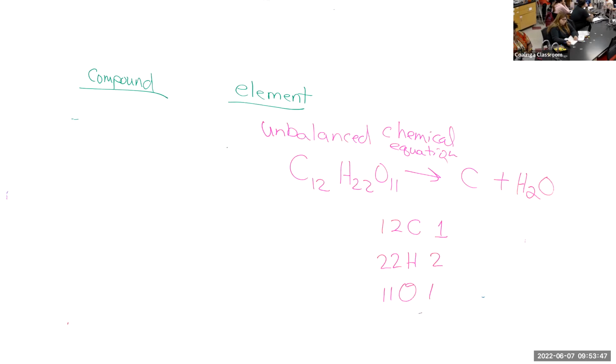That means that we have to play with what's called the coefficient. A coefficient is the number that goes in front of a chemical compound. So we put numbers in front of it to help us balance the chemical equation. We want what we put in to equal what we got out. Let me give you an opportunity. How many carbons do I need? 12. I have 12 here, I have 1 here. So what coefficient can I put in front of that carbon to make it 12? 12.